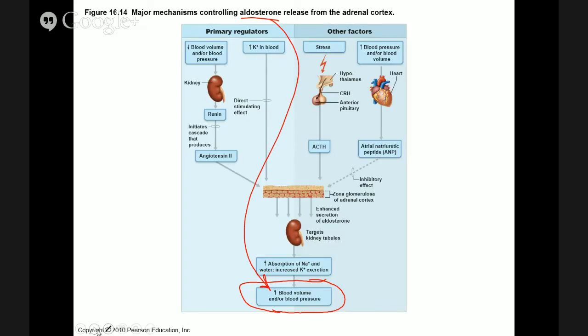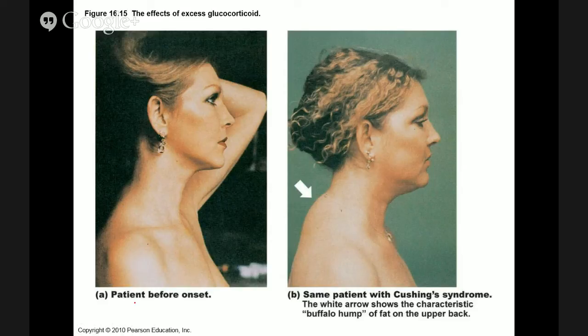As far as the glucocorticoids, we have excess production of the glucocorticoids. It's a condition called Cushing's syndrome. And one of the physical manifestations of Cushing's syndrome is what they call the buffalo hump on the back, and the accumulation of fat around the chin, the neck, the back of the neck, and so forth.